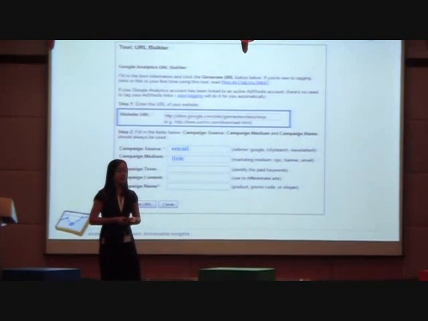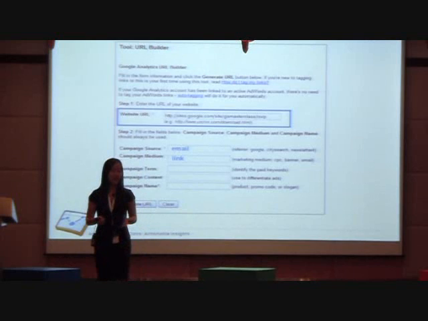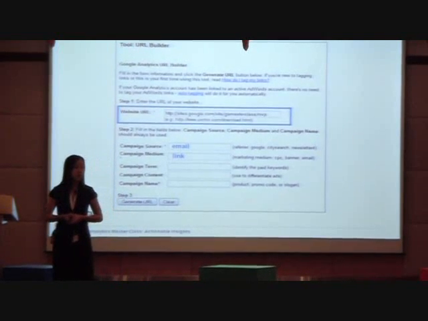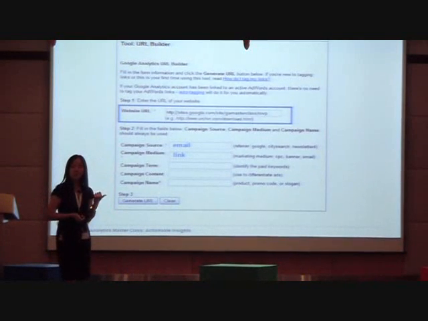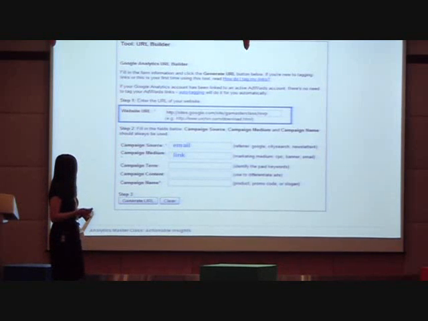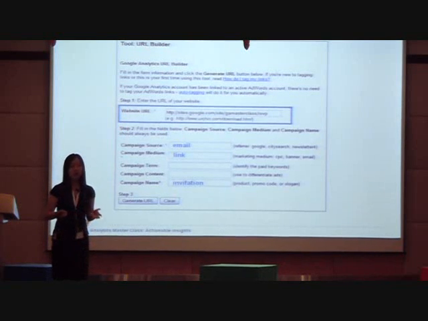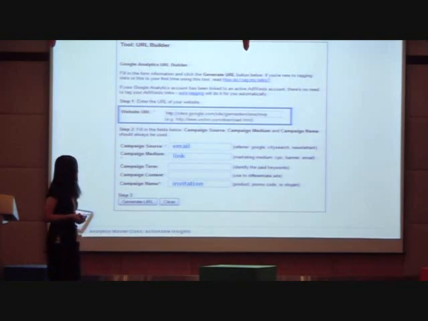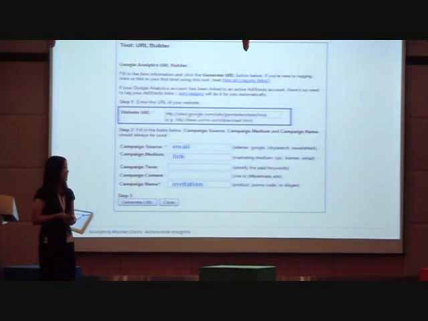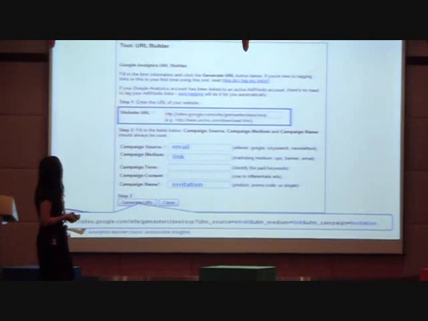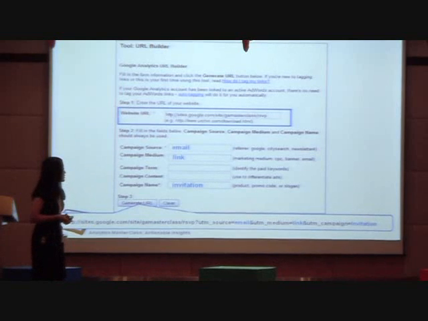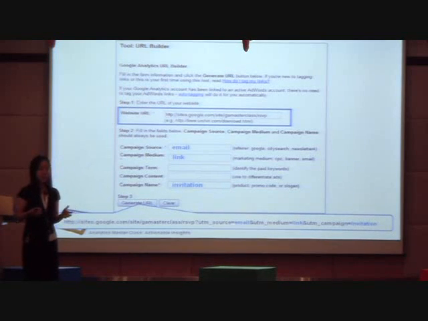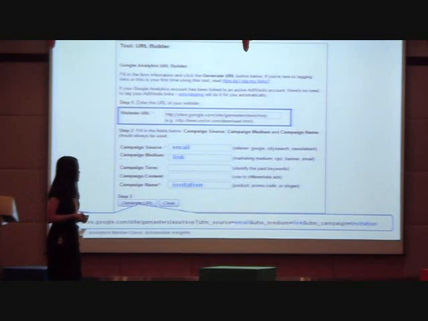For the campaign medium, it's link, because that's what it is. It was a link that was provided in the email. If you're running a paid ad, you could put CPC or PPC here. And then the campaign name, pretty self-explanatory. We just called it invitation, since that's what it is. And then you just go ahead and click on the Generate URL button, and you get this beautiful URL as a result. What's highlighted in blue are all the different parameters that have been appended.